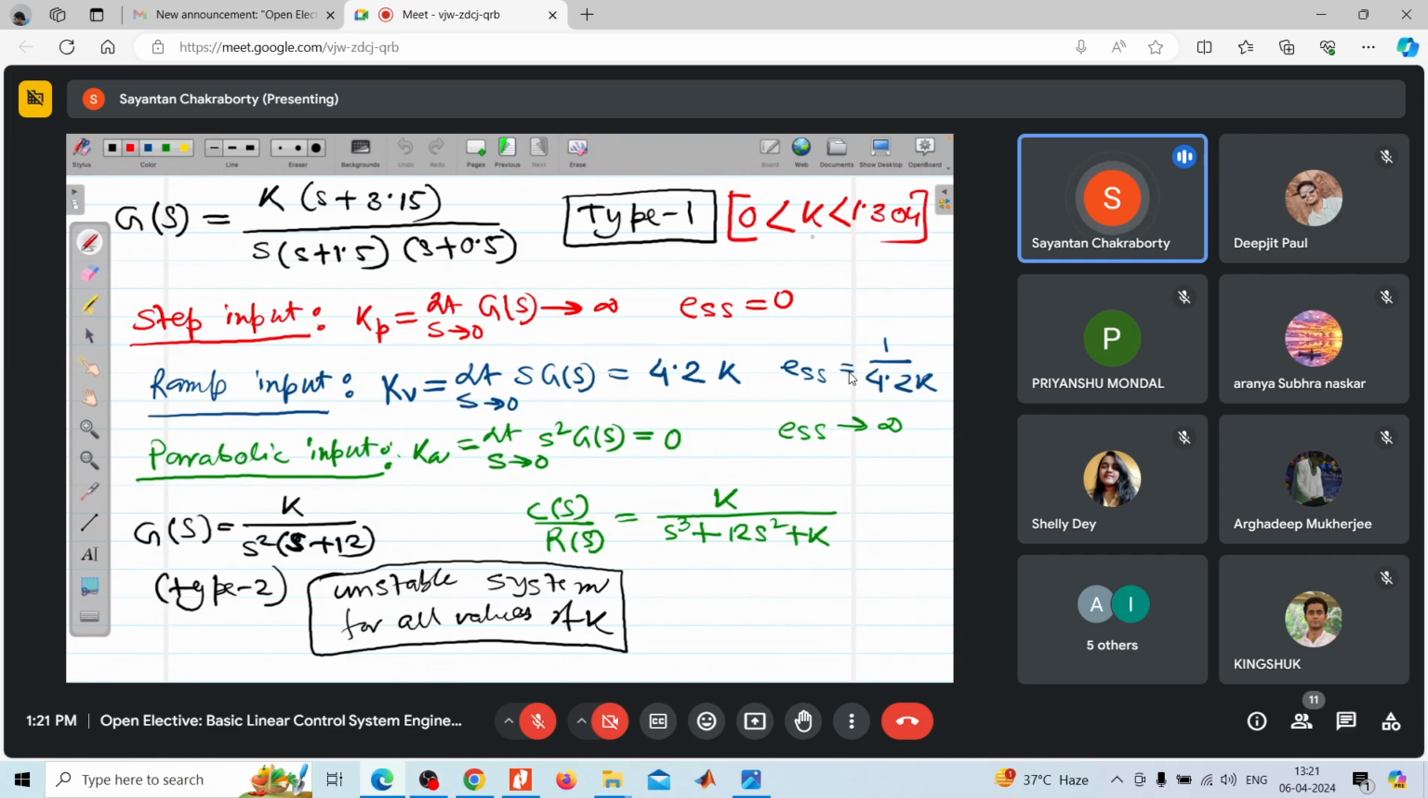Now, how do you determine these ranges? For that, there are two methods. One is the analytical method, which will be covered in the other part. There is the Routh-Hurwitz criterion of stability. Also, there is the Nyquist stability criterion. And on the other front, we have something called root locus.